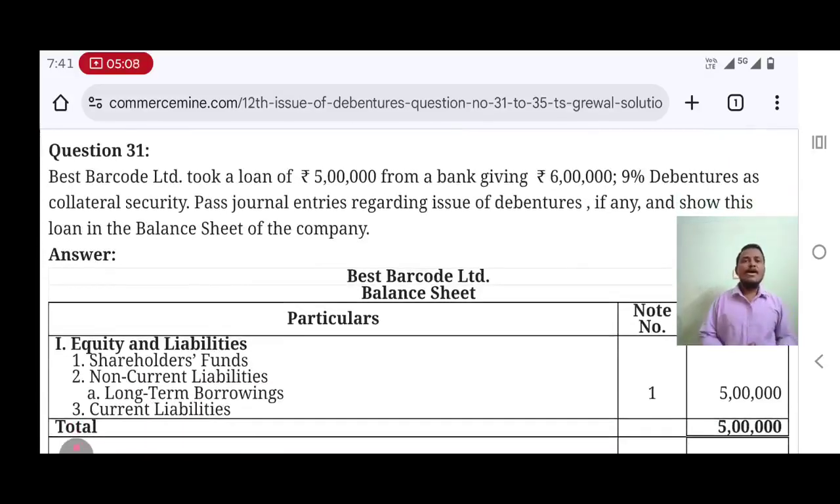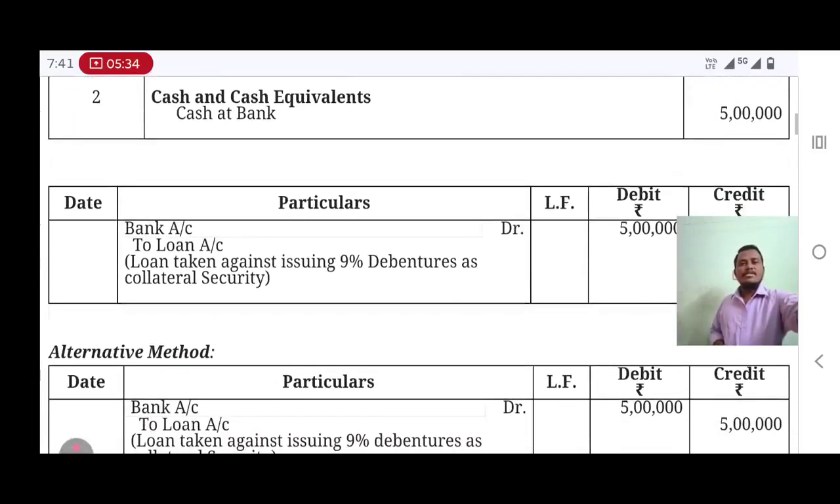So Best Barcode Limited took a loan of 5 lakhs from a bank, giving 6 lakhs 9% debentures as collateral security. Pass journal entries regarding issue of debentures, if any, and show this loan in the balance sheet. Okay, so loan now, it is a liability. Then, the collateral security is how much? 6 lakhs. So debenture suspense account debit to debentures account.